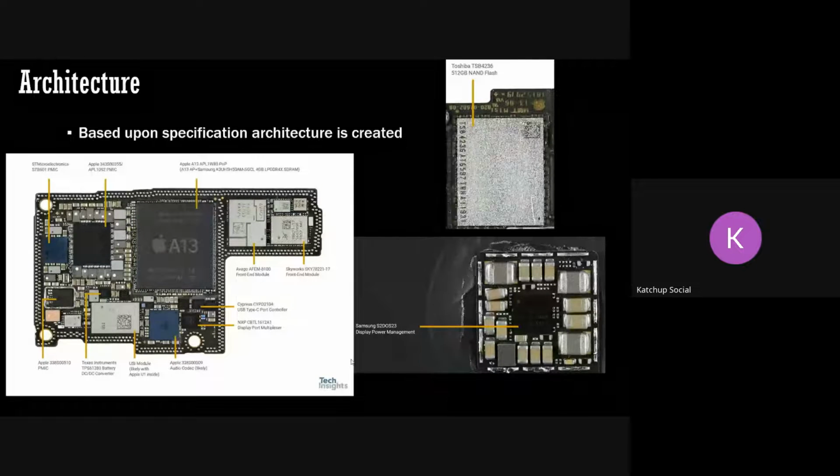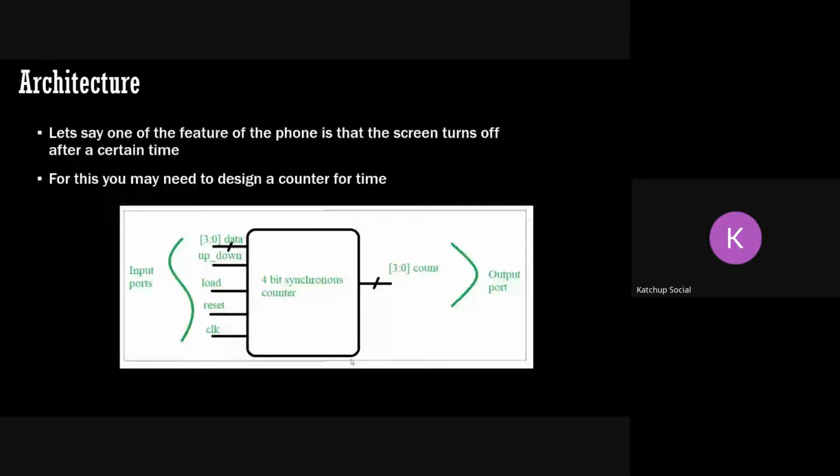For example, if you're designing a counter, maybe you need a timer in your chip, or you need a clock in your chip. After that, let's say I have a screen on my phone and this screen turns off after a certain time. So for that you need to design a counter. Let's say your clock is running at a particular frequency, but you need to then design a counter to count for a particular time. And after that time, you turn off the screen. So this is what is known as architecture.